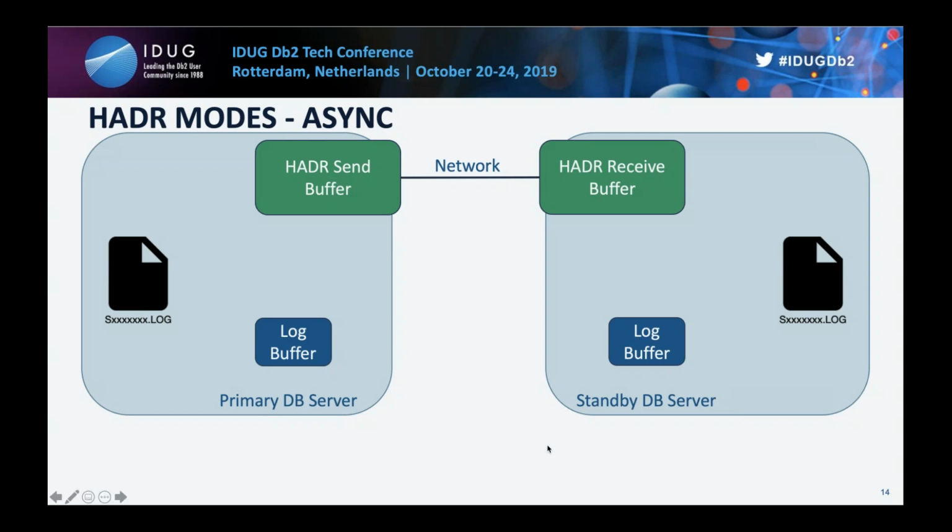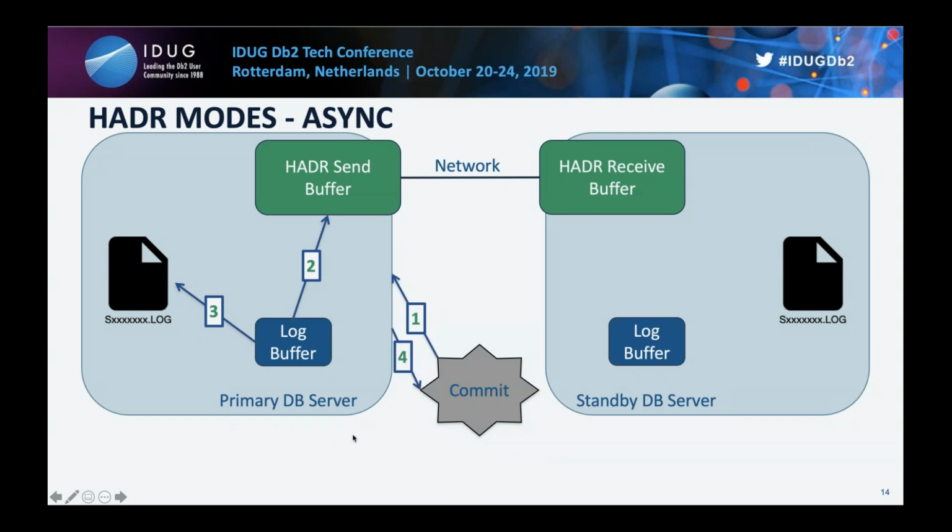So for async, what happens when our commit comes in is it is sent out to that HADR send buffer, and it is also written out to the transaction log on the local server. And then it's considered successful. So notice there is no acknowledgement back from the standby. And that's good as far as speed goes, because we get the network out of the way. We're not putting a network in the middle of my commit. But now we have no acknowledgement, so we have a higher risk of data loss in real failure scenarios.